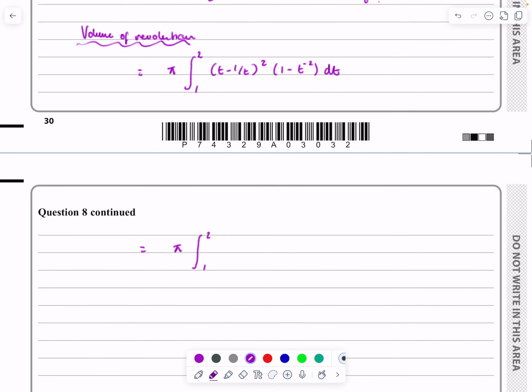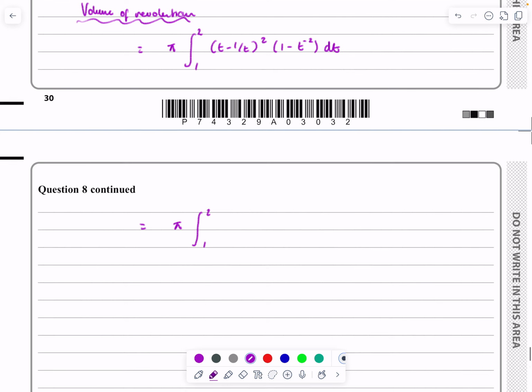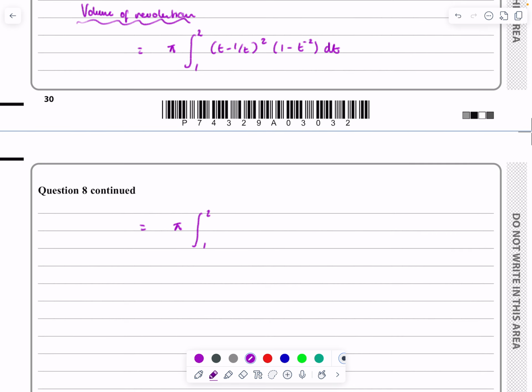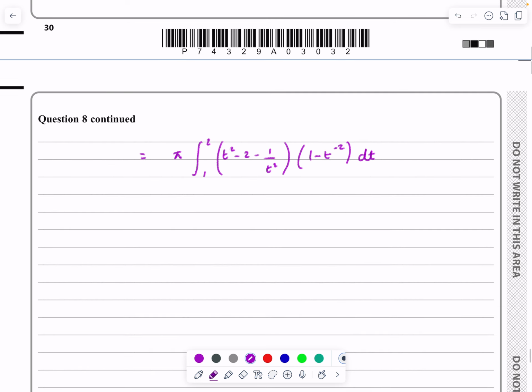T minus 1/t all squared. You go away and do it if you want to. It's a minus b all squared. And a minus b all squared is a squared minus 2ab plus b squared. So that's going to give me, you can do it slowly, t squared minus 2 plus 1/t squared. That times by my 1 minus t to the minus 2 dt. Let's just multiply that all out then. That's going to give me pi between 2 and 1. As I say, I've done this already before, so I'll do it quite quickly. You can take your time.